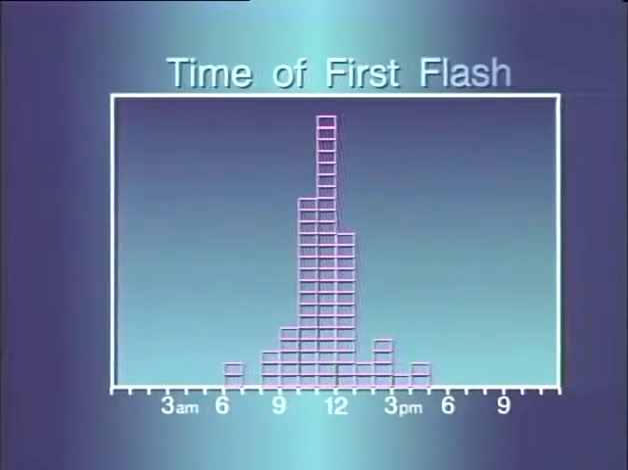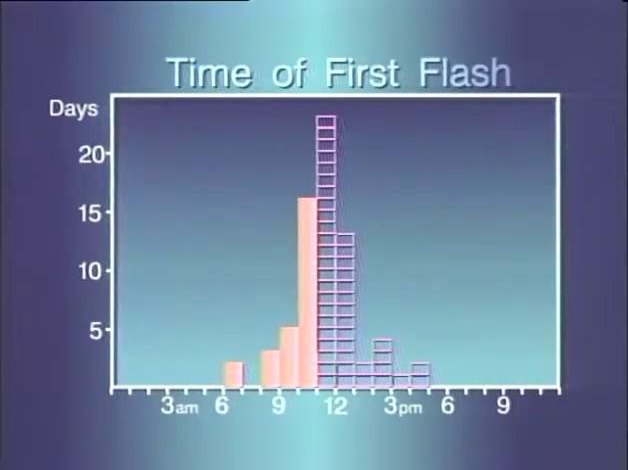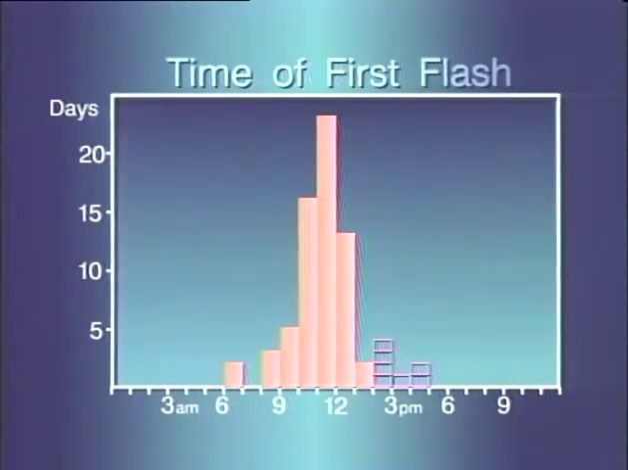The horizontal scale is marked off in hours. The vertical scale is the number of days in which the first flash occurred at a given time. You can see that each bar represents 1 hour of the day. And as we said before, the height of the bar is the number of days in which the first flash fell in that hour.